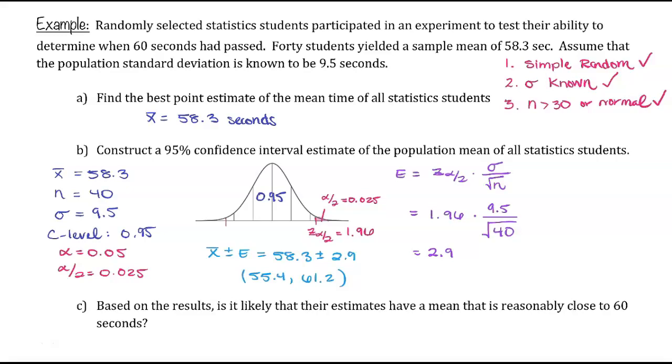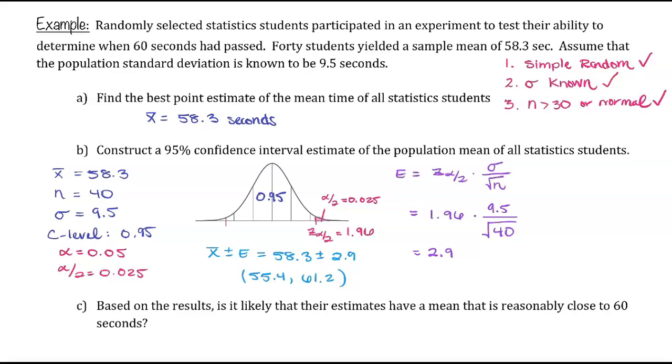Now, based on these results, is it likely that their estimates have a population mean that is reasonably close to 60 seconds? Yes, 60 seconds is within this confidence interval estimate that we created. So it is likely that the mean is reasonably close to 60 seconds. They were reasonably accurate with their ability to determine when 60 seconds had passed.